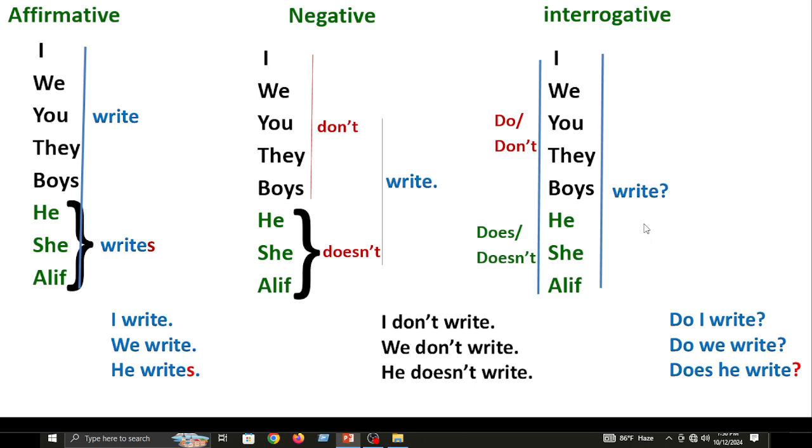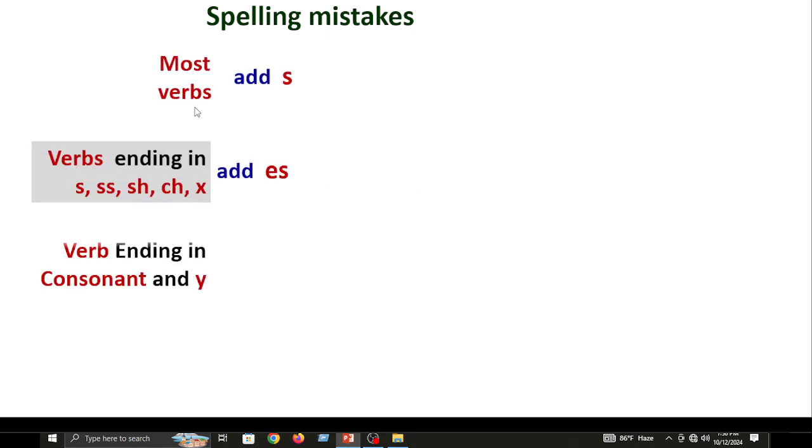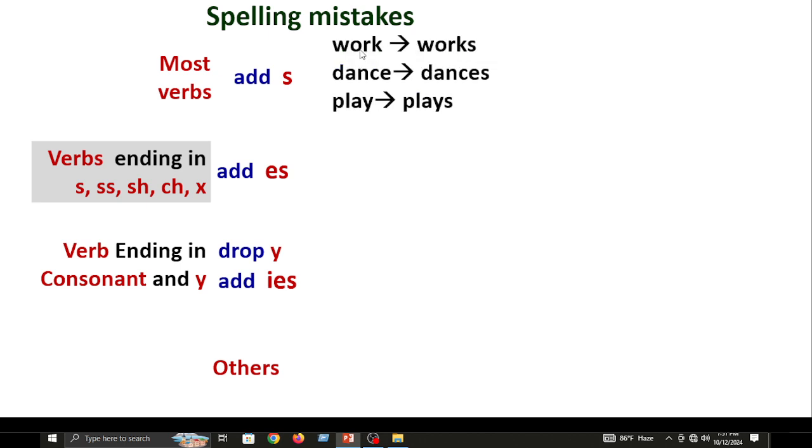It's very simple. Okay, let us go to spelling mistakes. Most verbs add s in simple present tense. How is it? Work will be works, dance, dances, play, plays. Verbs ending in s, double s, sh, ch and x add es. How? Pass, passes, catch, catches, fix, fixes.